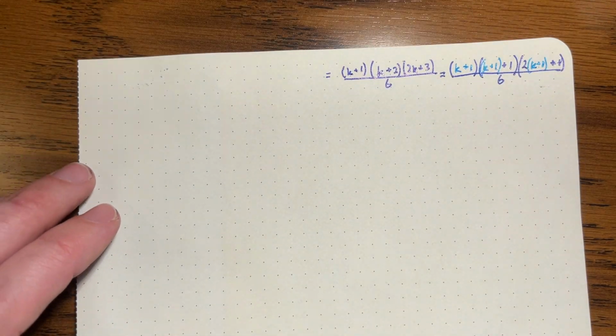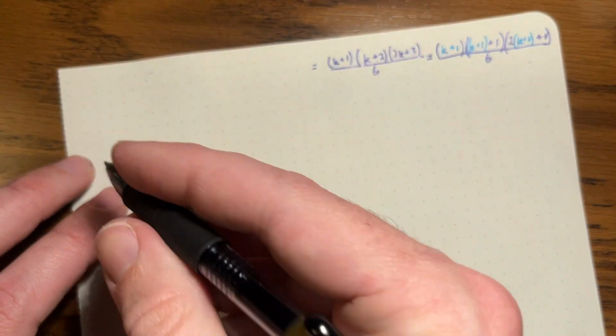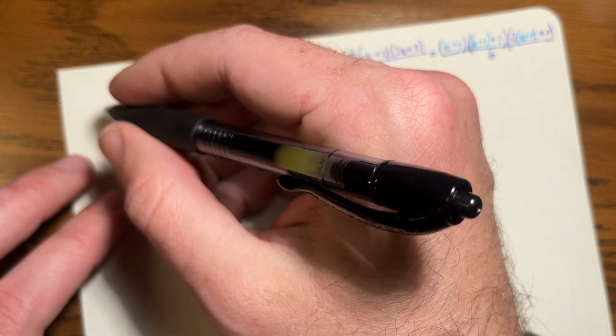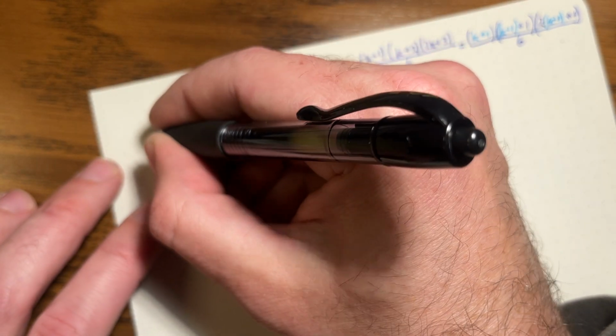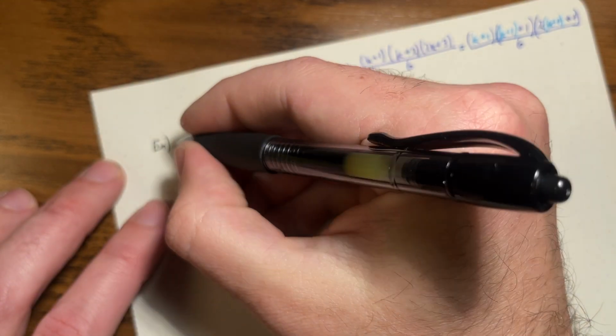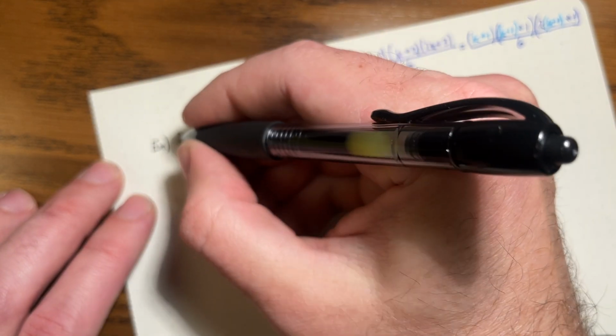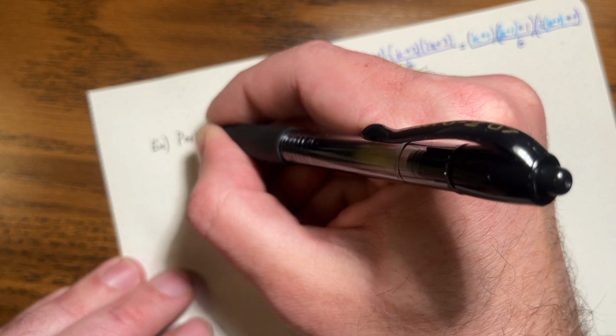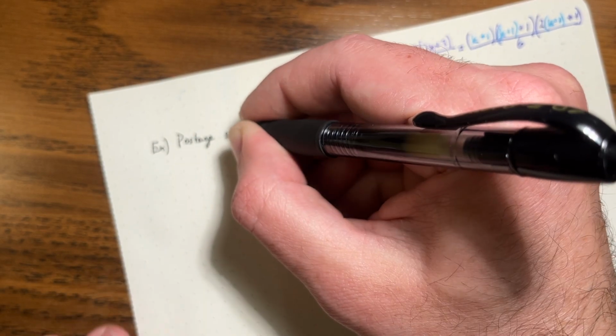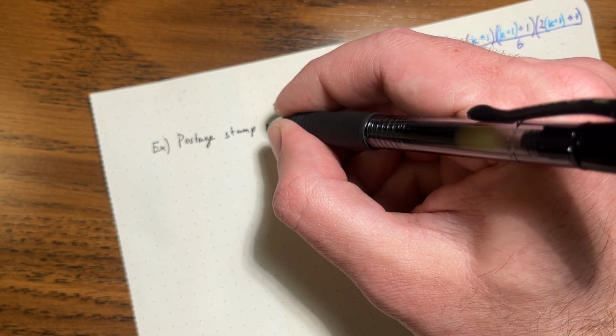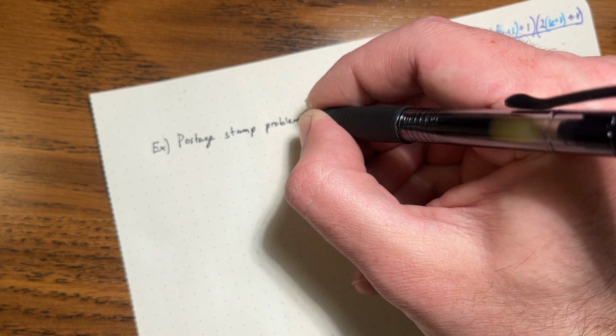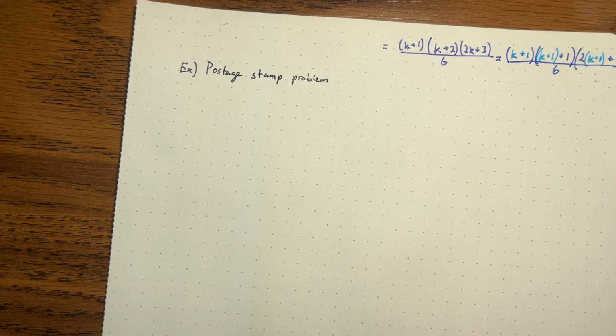So sometimes you have to really find a clever idea or two. So maybe I'll just do one example like that. So example, this is another one of my favorite problems. It's called the postage stamp problem. It's a variant of what's known as the Frobenius coin problem.